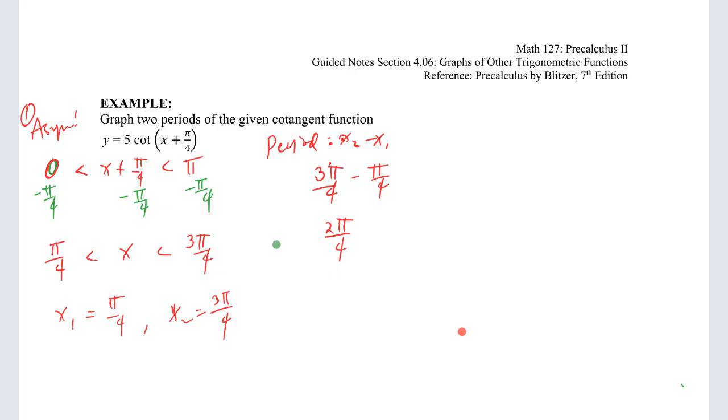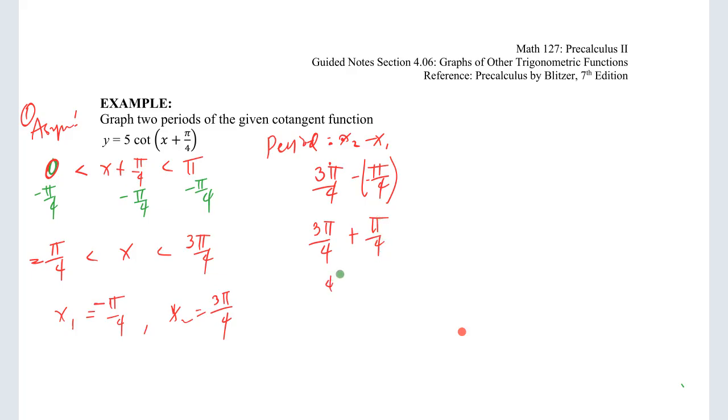Oh, hold on, I'm sorry. This is negative, so therefore I must have a negative sign there in front. So therefore, this will now become 3 pi over 4 plus pi over 4.